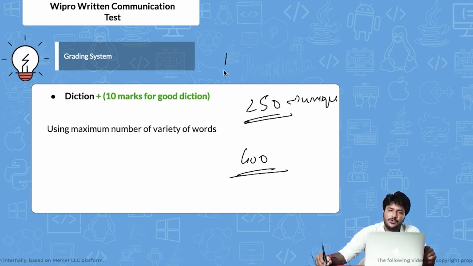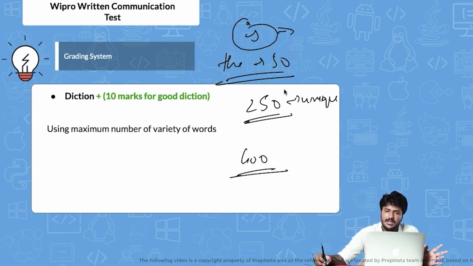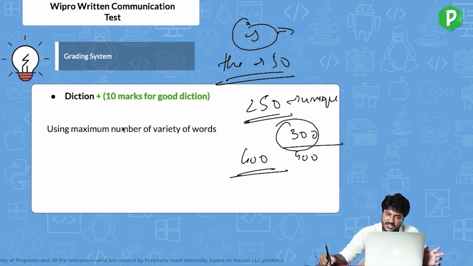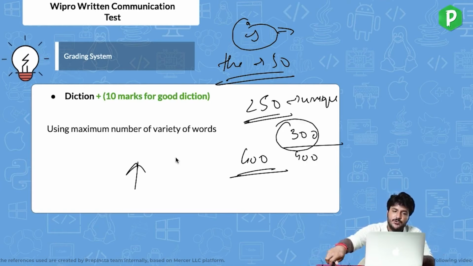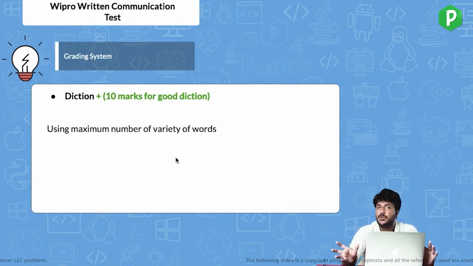So for example, if you use "the" 50 times, try to avoid using it. If you're using it a lot of times, try to avoid that. For example, if anybody has written 300 unique words out of 400, his diction is better. Better diction gives you higher marks. So try to use the maximum variety of words. So this is what is going to give you better marks.